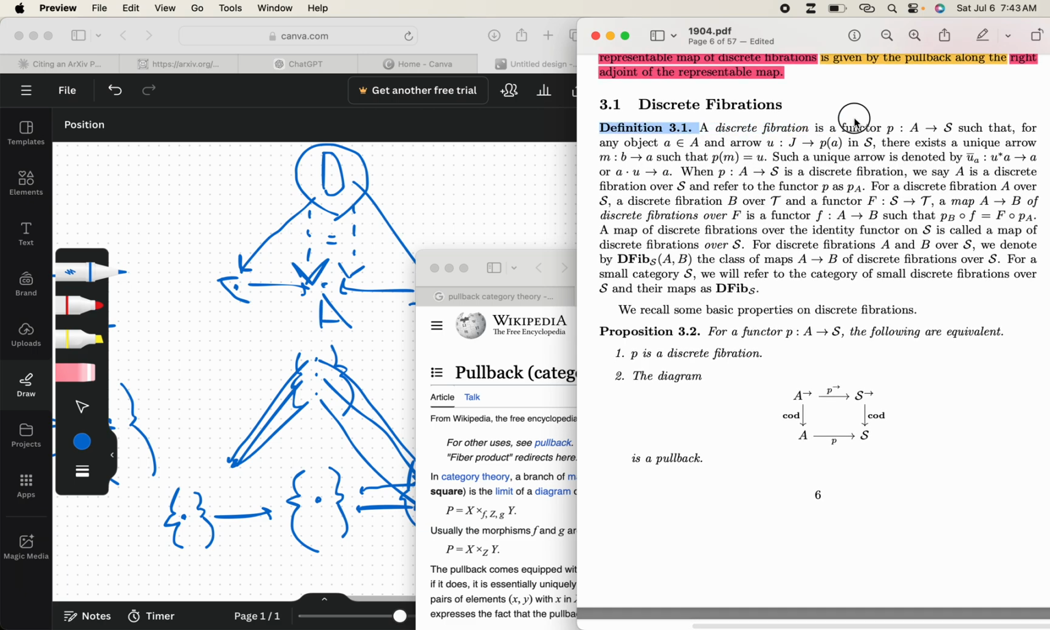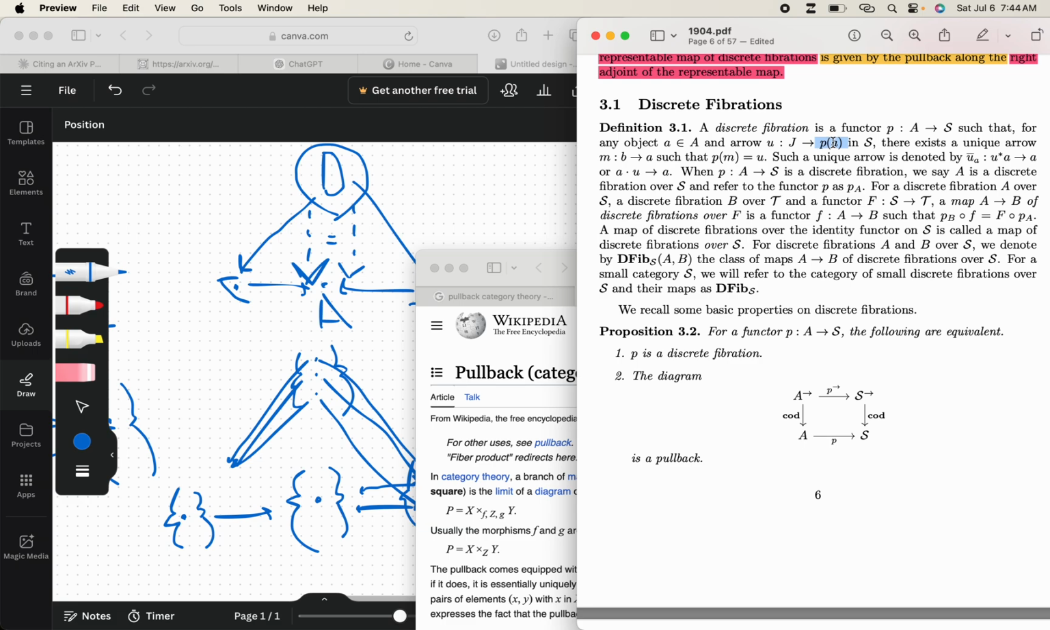A discrete fibration is a functor such that for any object and arrow, this arrow is from J, which I think is commonly used as just like, oh, actually, I've seen J often used in the definition of diagrams. Diagrams are just functors. And J often represents the indexing category. But maybe not in this case. P of A. Oh, P is the functor. Okay.